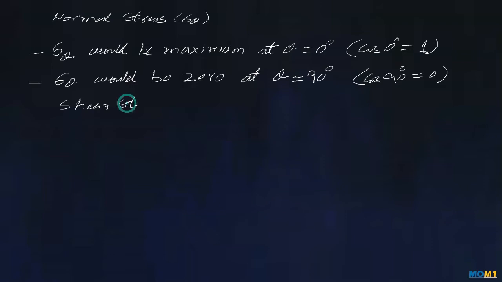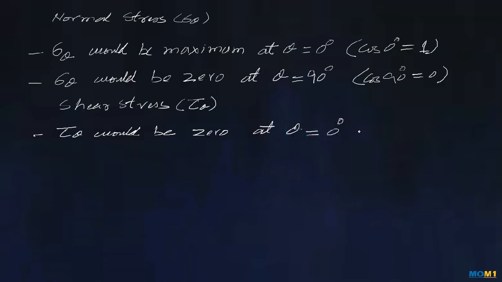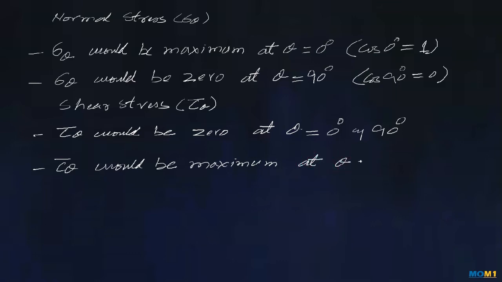Similarly, for the case of shear stress on oblique plane, tau theta. Now tau theta would be having 0 value once theta is 0 degree and 90 degree, and tau theta would be of maximum value once theta is 45 degree.